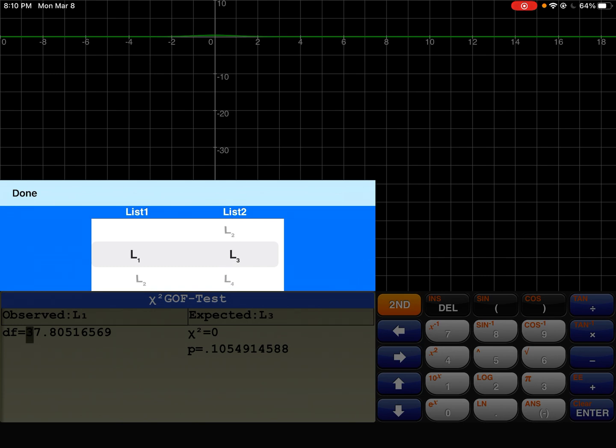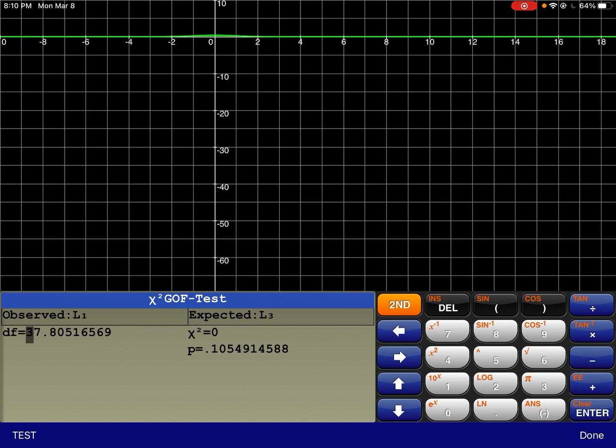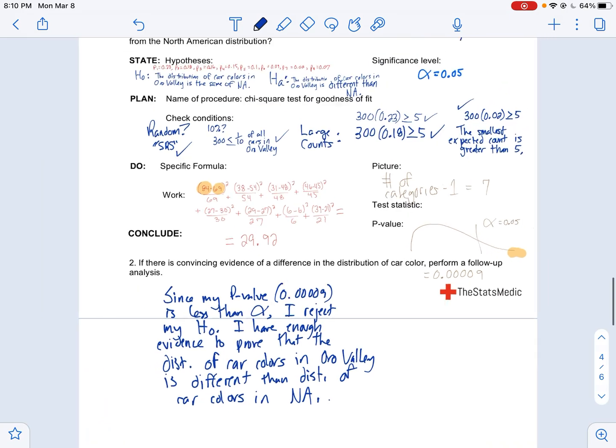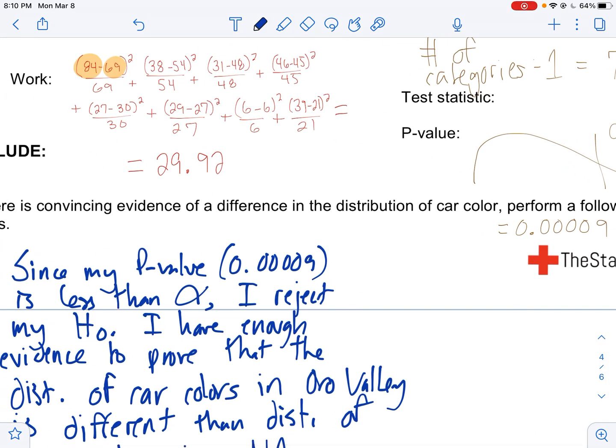I can probably do it using a regular calculator if I had one. I'm just going virtual here, and sometimes that happens. You go virtual and you get something different. These things happen. But ultimately, this is how you go about a chi-square goodness of fit test. And hopefully this helps you in the process of doing your chi-square goodness of fit test.